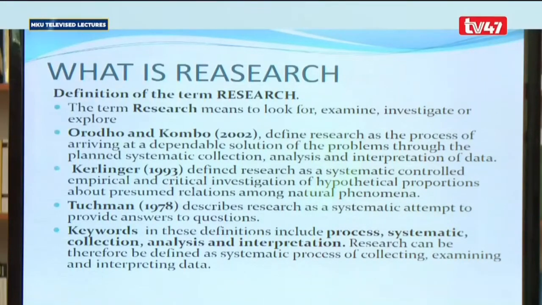And then lastly, we have interpretation. It is not just a matter of collecting data, collecting information. The person collecting information must be able to interpret it and have it apply to real life situation, provide meaning to it. That is what we mean by interpretation. And therefore, we can say or define the concept research as a systematic process of collecting, examining, and interpreting data.